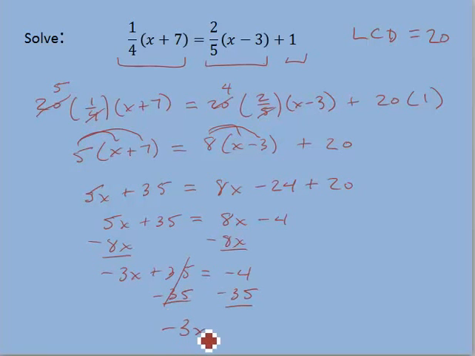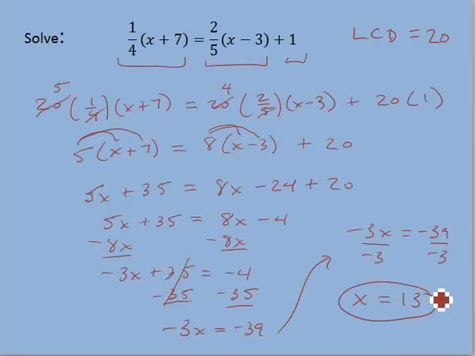And I'm left with negative 3x equals negative 39. I'm just going to bring this up here. We got negative 3x equals negative 39. And to solve for x, we want to divide by the coefficient. So we're going to divide by negative 3 and divide by negative 3, and we get x equals a negative divided by negative, make it positive, and 39 divided by 3 gives us 13. So the answer here would be x equals 13.